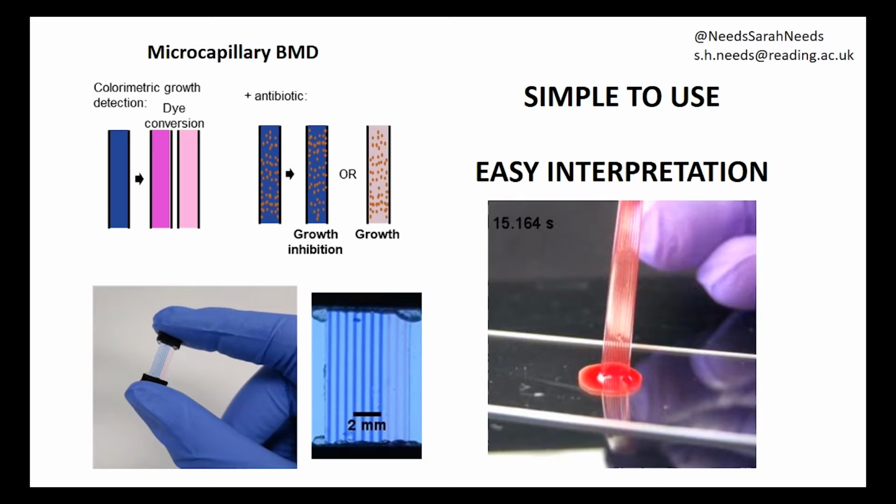Blue indicates inhibition of growth and susceptibility, and a colour change to pink indicates bacterial growth and resistance to the antibiotic present. The colour change is easily visible by eye and can be recorded using a smartphone camera.